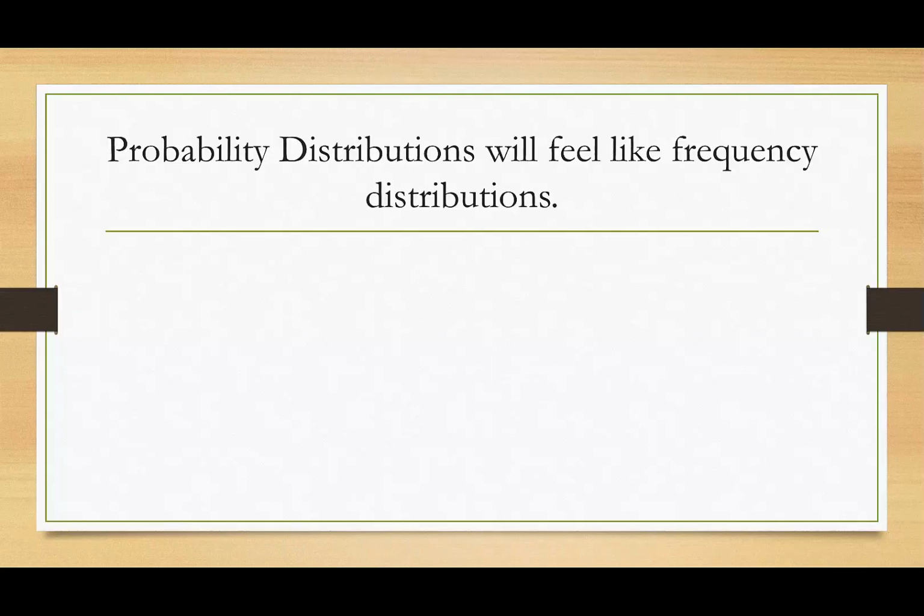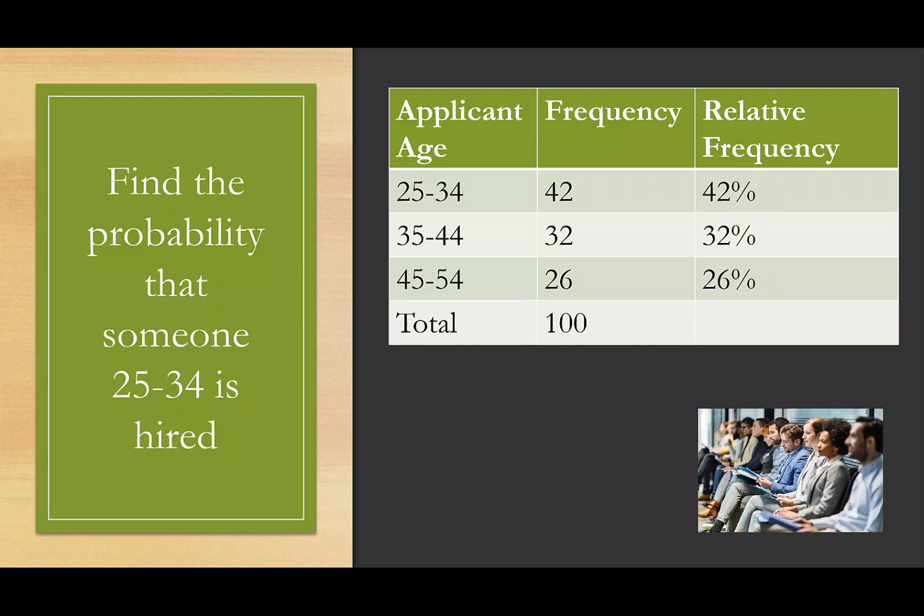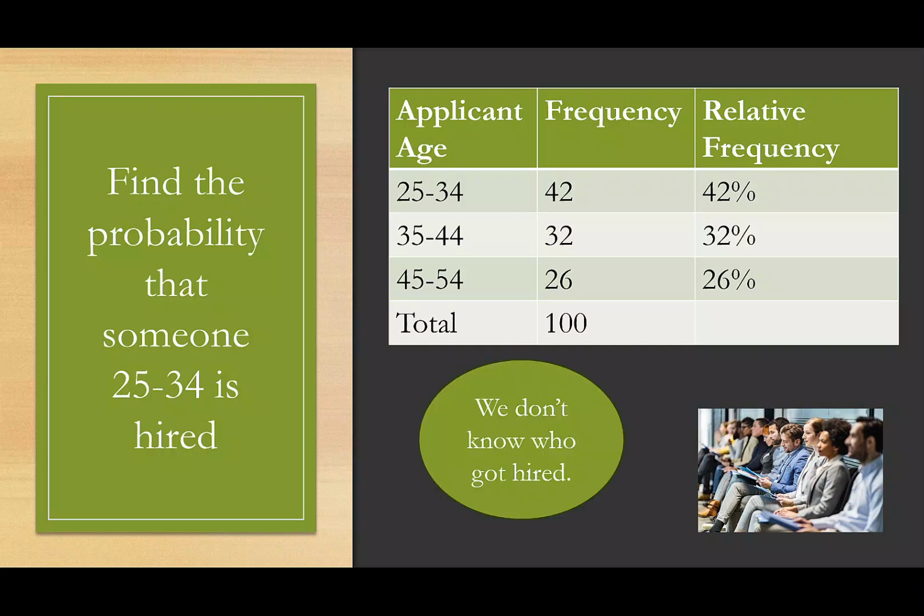Probability distributions will feel a lot like frequency distributions. Here's the difference. Frequency distributions summarize data. Probability distributions predict outcomes. When we look at our applicant age and the frequency, we can find the relative frequency, but we don't know who actually got hired. We can only make a prediction.